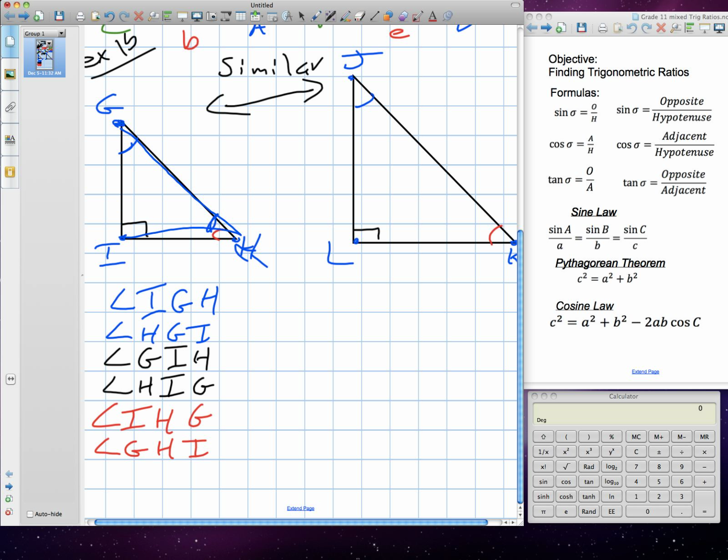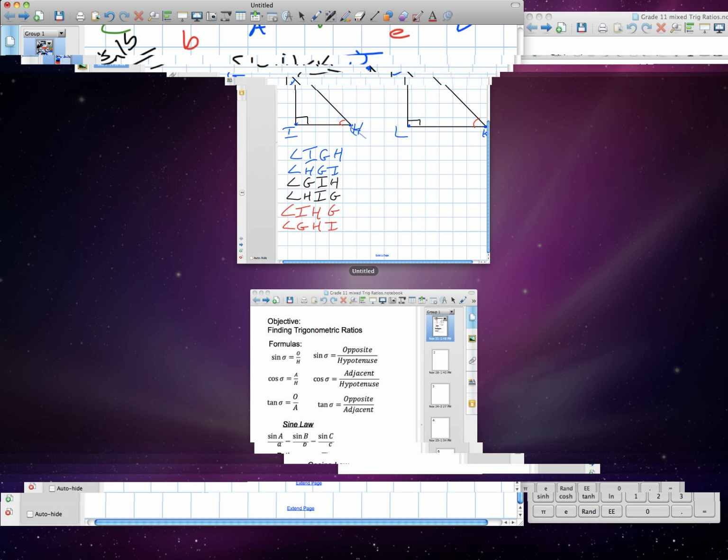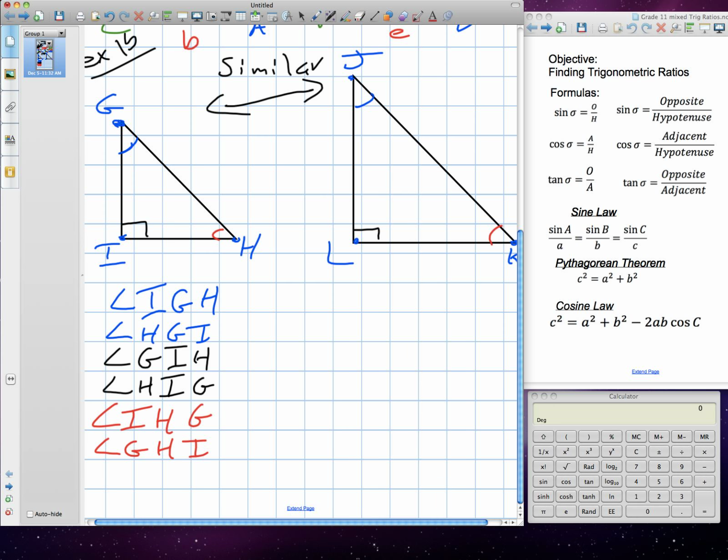Now, what I want us to do is get the equivalence here. So what would the equivalent angle be in our similar triangle for angle G or IGH? What would the similar angle be? LJK. And the reason that is because they started at I, went to G, and then H. So they start here, go up to G, come down to H. To have that similar angle, these angles are the same measurements, LJK.